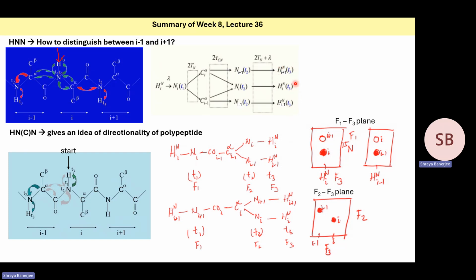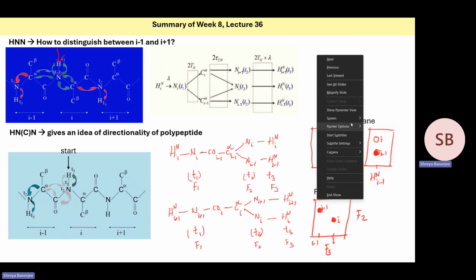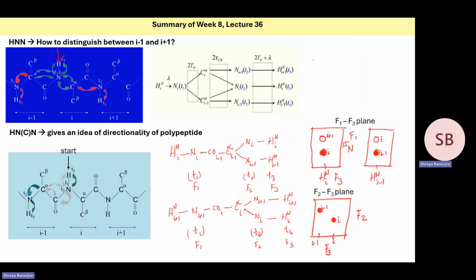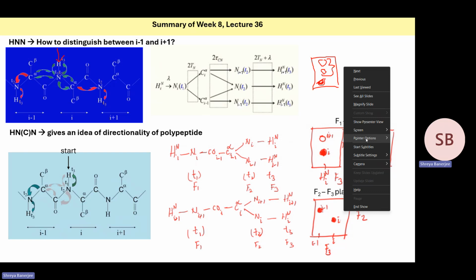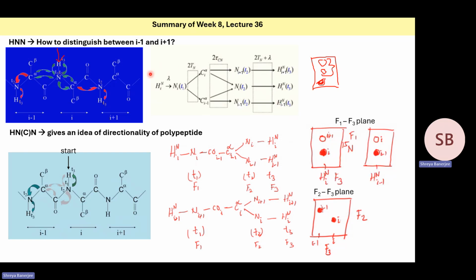But what was the problem of this experiment? The problem was that HNN does not know how to distinguish between I minus 1 and I plus 1. So you will get 3 peaks, but you will not know. So if you remember, self peak, and so suppose we have something here and you get 3 peaks. We know that the self peak will have a different sign. So these two are cross peaks. But out of these two, which one is I plus 1, which one is I minus 1? That is not possible to distinguish by the HNN experiment.